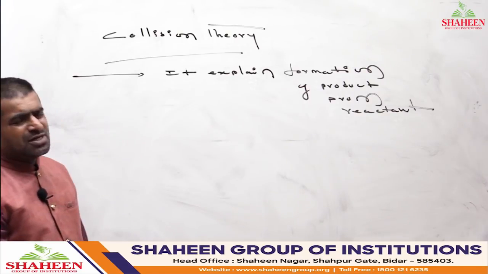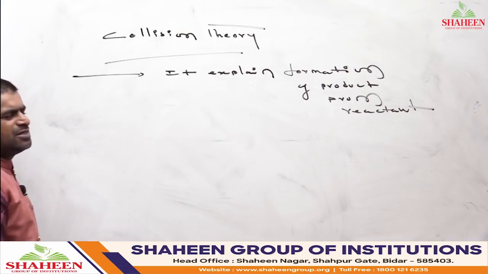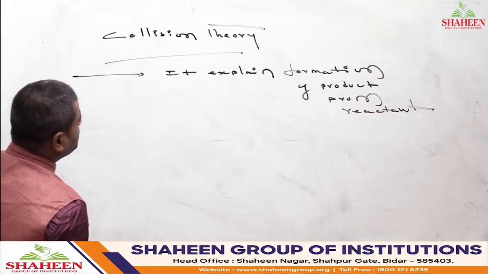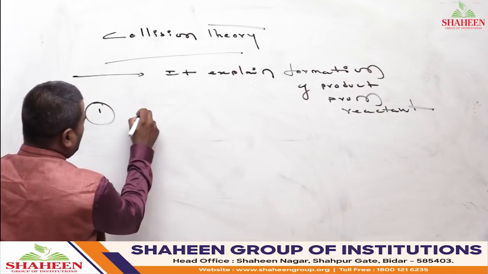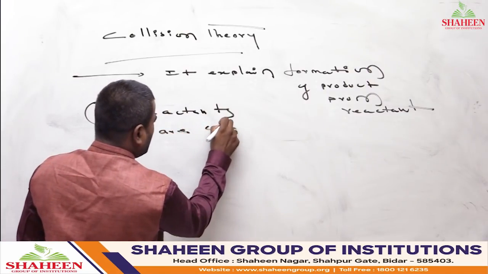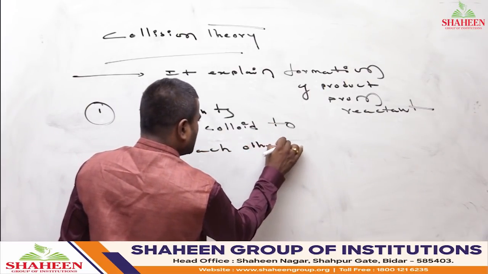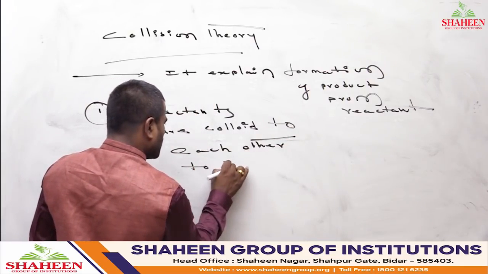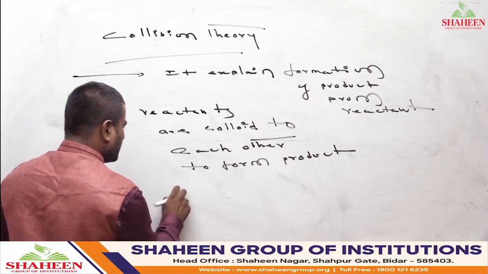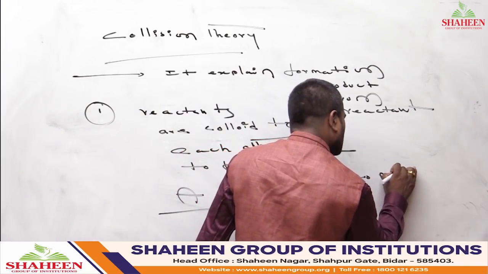Generally, how are products formed? In any chemical reaction, reactants collide with each other to form products. Product formation takes place when reactant molecules collide with each other, according to collision theory. First point: reactant molecules collide with each other to form product. For example, A is one reactant and B is another reactant. A and B collide with each other to form product.